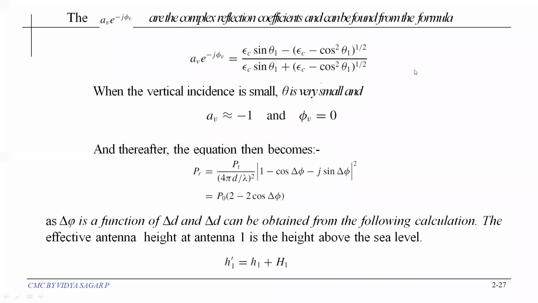To substitute complex terms, if you substitute the complex terms, then the equation becomes like this, where P suffix R is equal to P naught of (2 minus 2 cos delta phi), whereas delta phi is the function of delta D.